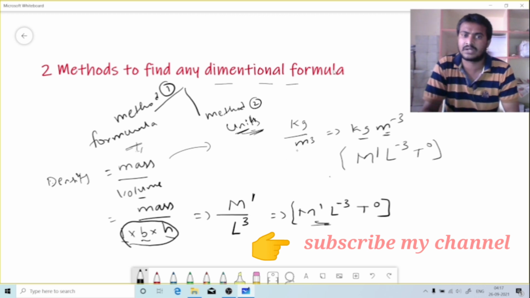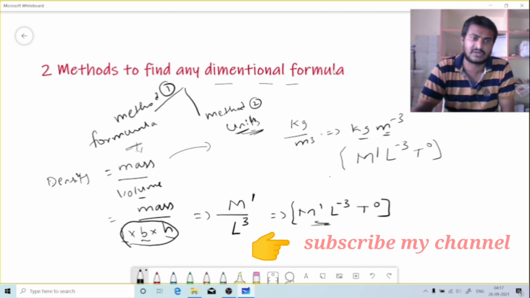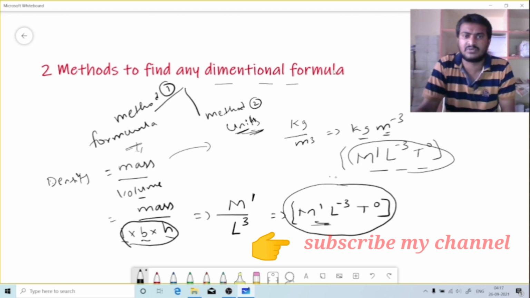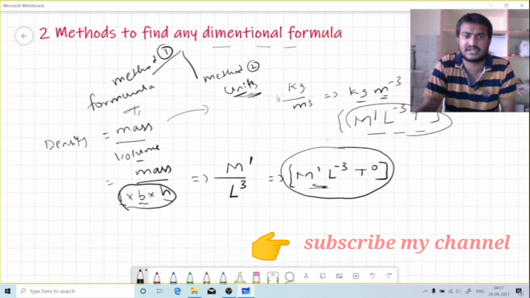So please remember it. These two methods make writing dimensional formulas so much easier for us. M power 1, L power minus 3, T power 0. What you get here, the same thing we get there also. Then only that's the correct answer. Okay, wow. Another example you can take.